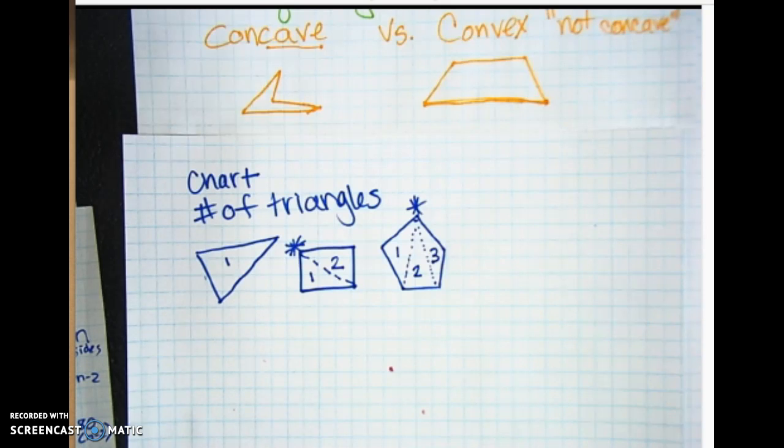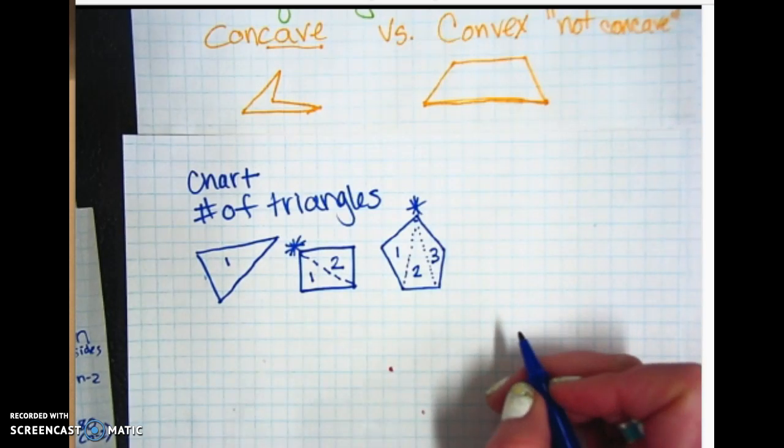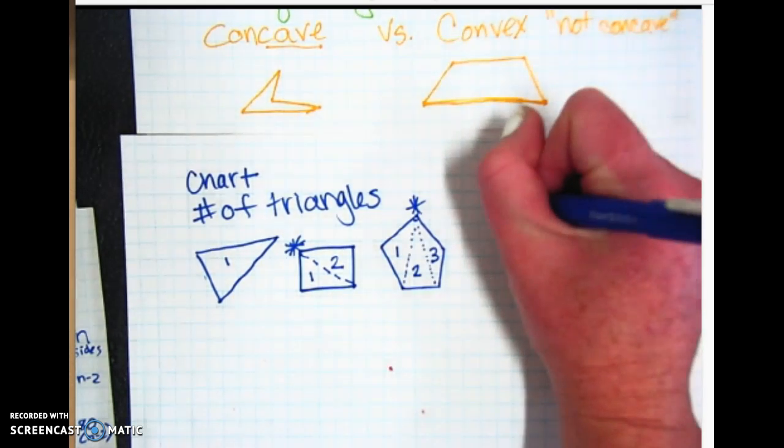Anybody see a pattern starting to happen? Amelia. It almost seems like every time you add a line, another triangle occurs. Yes. In the pattern. Good.